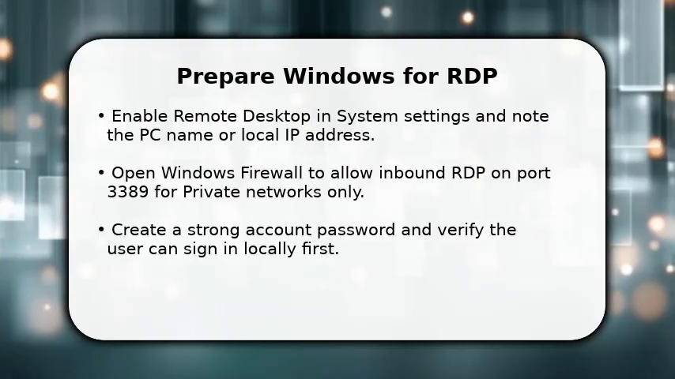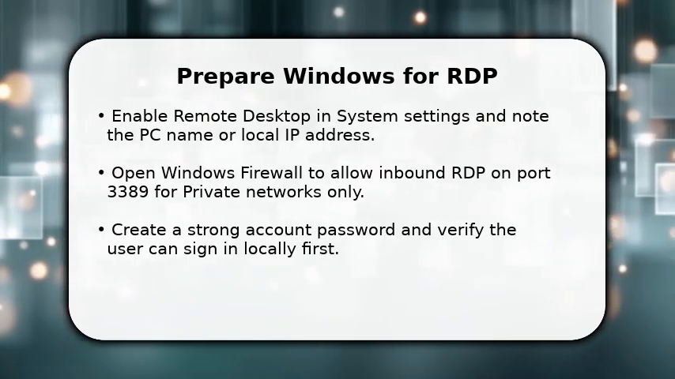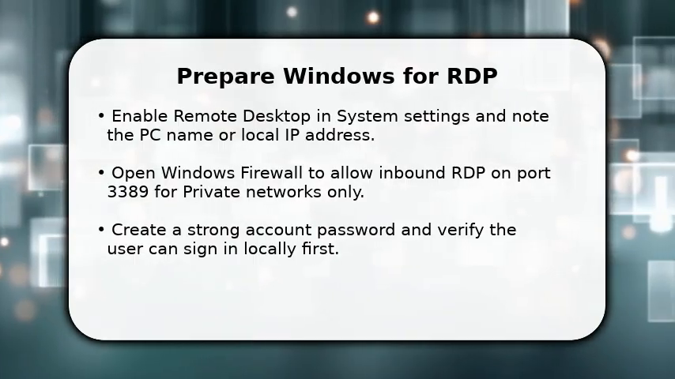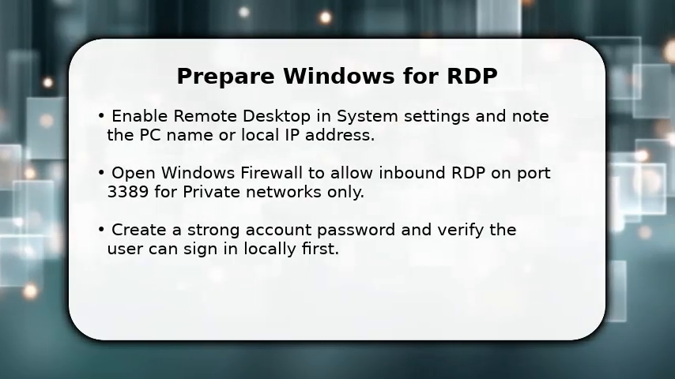Enjoy the video. Start by enabling Remote Desktop in System Settings on your Windows PC. Confirm the PC name or local IP address for connections. Set a strong account password and test local sign-in to ensure credentials work.